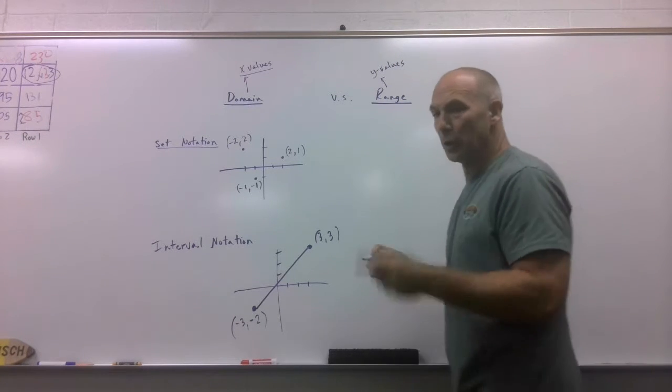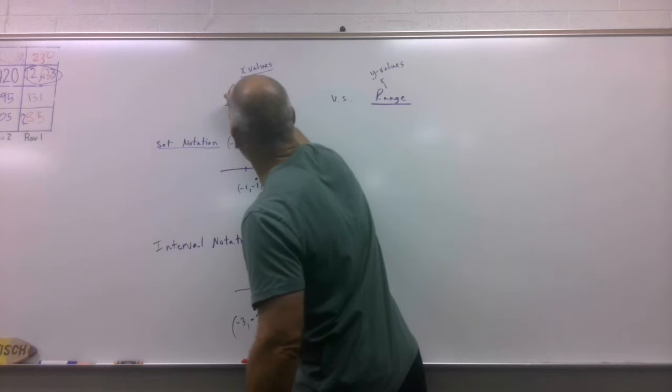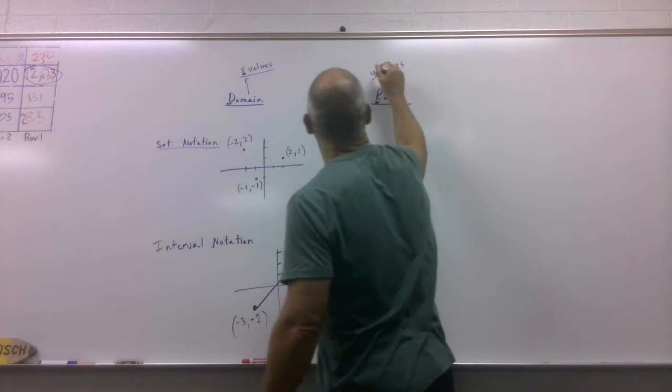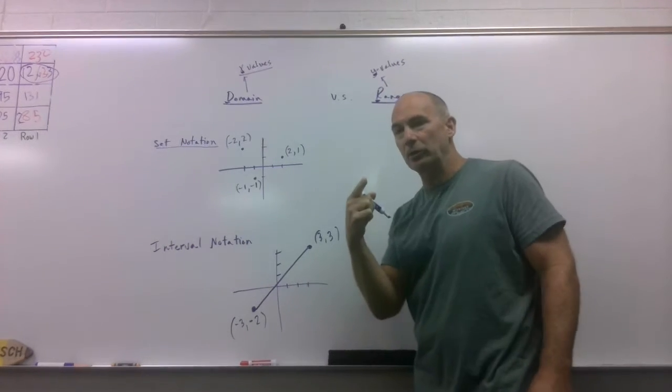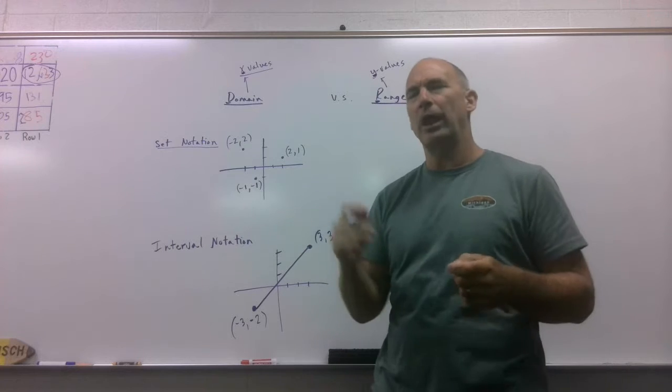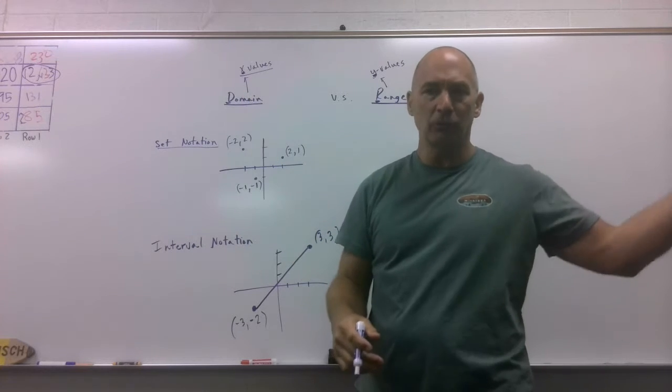Now, notice alphabetically, D comes before R, X comes before Y. So there's a little memory tool for down the road. When you see the word domain range, you get a little confused. Domain is X, range is Y.